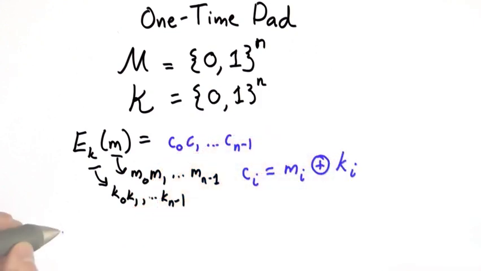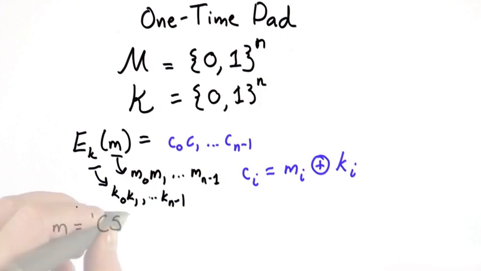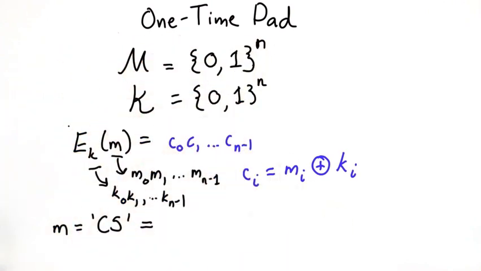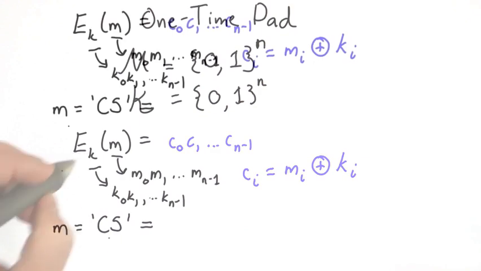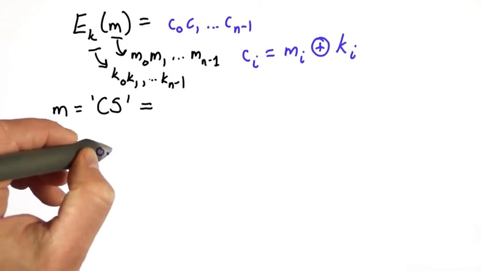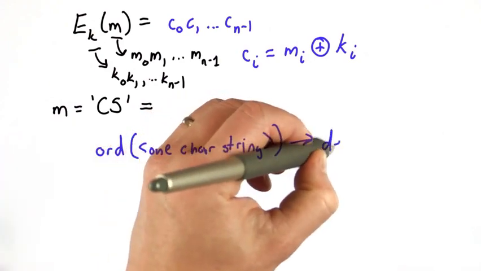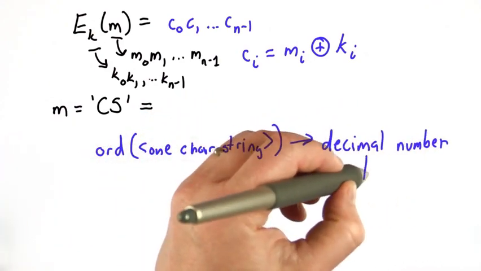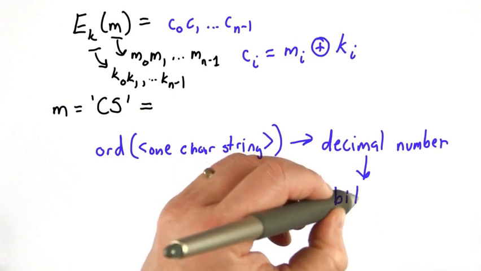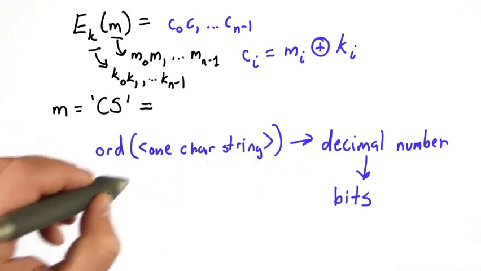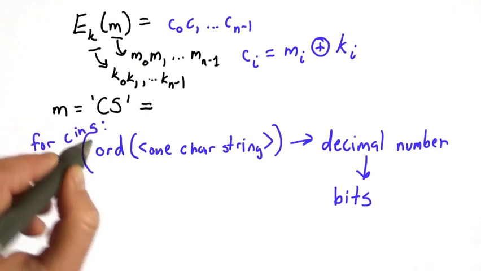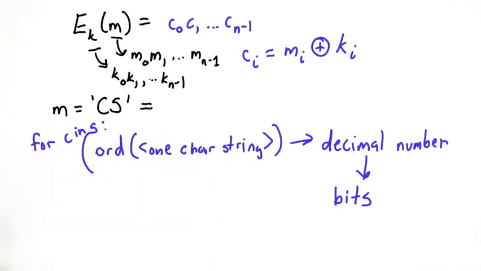So let's try an example. And for this example, I'm going to give you the ciphertext and the key and the message. So suppose our message is the string CS, but our message space is in bits. Well, the first thing we need to do is to convert those strings to bits. And we can do that in Python by using ord, that takes a one-character string and turns it into a decimal number. And then we need to convert that decimal number into bits, into a binary number. And we need to do this for each character in the string. We're going to convert it to a character, convert that to bits.